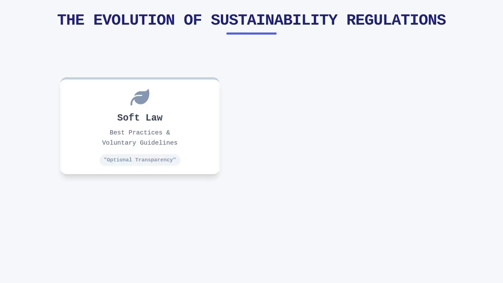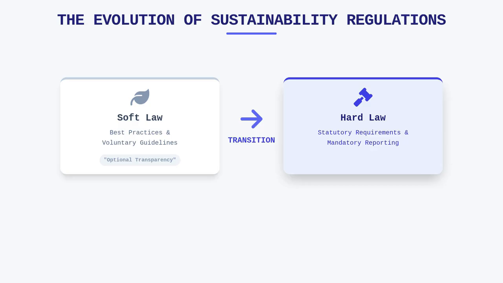In this lesson, we track how sustainability regulations are transitioning from soft law best practices into hard, statutory requirements across major economic blocs. The current trajectory demonstrates a clear shift toward mandatory reporting, where transparency is no longer an option, but a prerequisite for market participation.